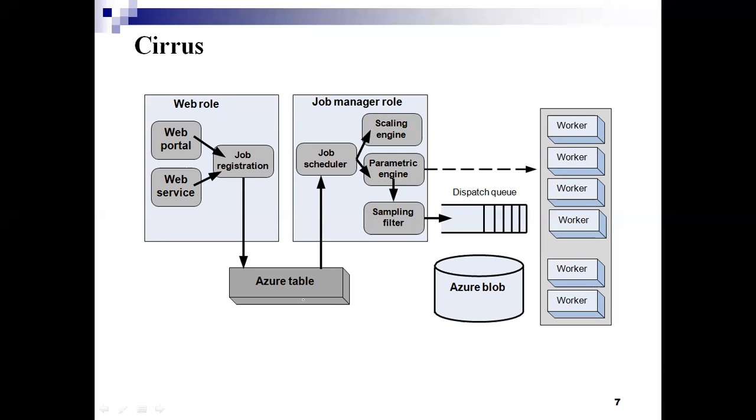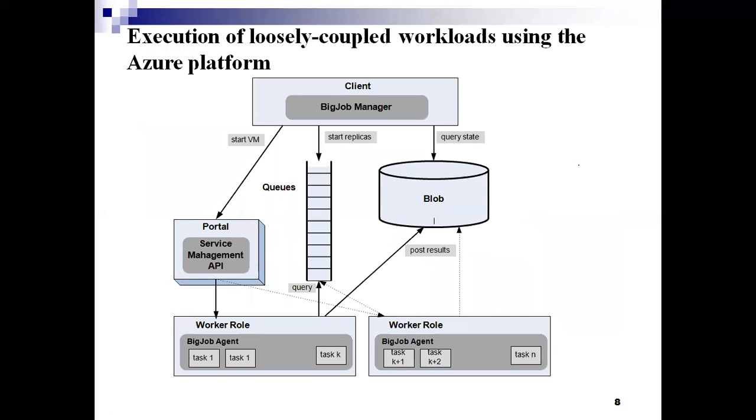And we have the sampling filter. We have the dispatch queue here, so through this dispatch queue we'll transfer the data job to the worker instances. Next we have the execution of loosely coupled workload using the Azure platform. Just look at the diagram here. We have the client, and after that we have the portal. Each worker role has a number of tasks, and the portal has the service management API, the application programming interface.